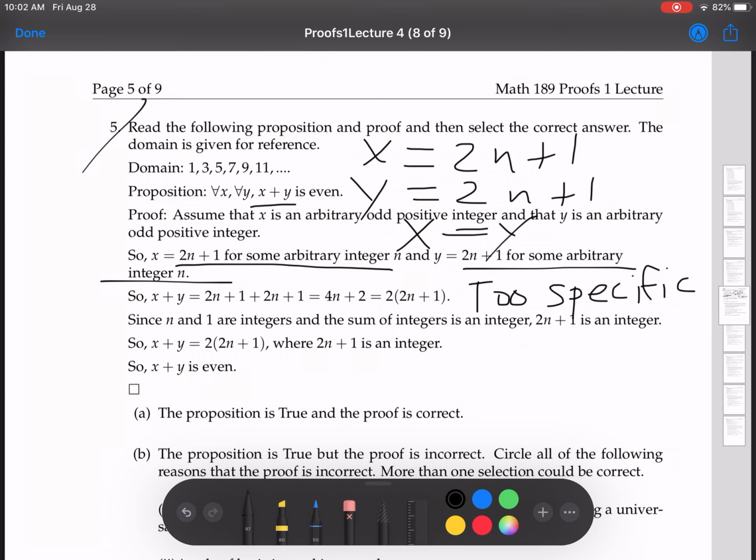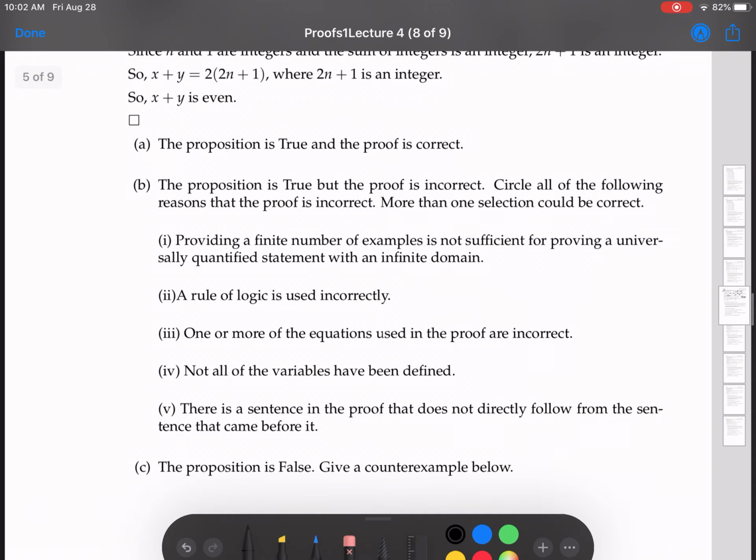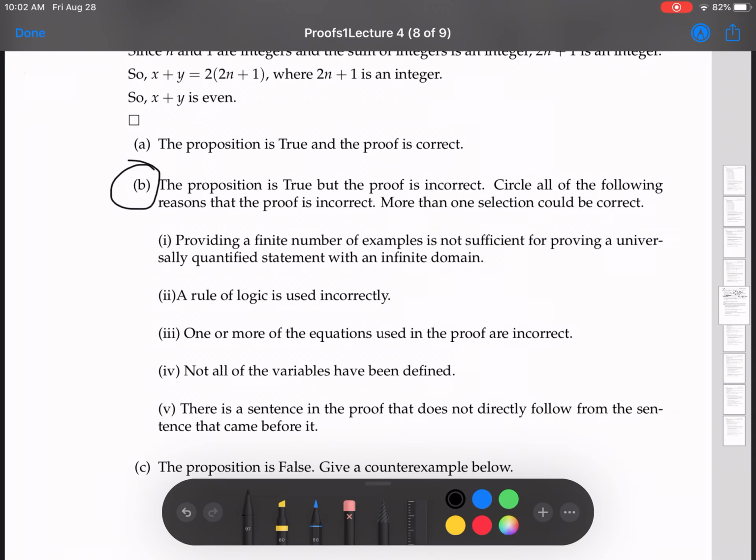All right, so then the question is now, what is the correct thing to select in the answers here? The proposition is true, but the proof is incorrect. So which of these reasons, because more than one of these 5 selections here, 1, 2, 3, 4, 5, could be correct. All right, so the only one that applies here is 5. There's a sentence in the proof that does not directly follow from the sentence that came before it. So there's not logical flow.